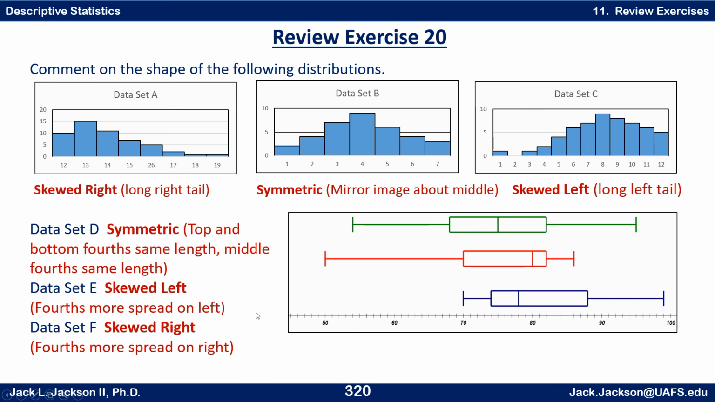Okay, now how about these box plots? How can we tell from that what's going on? Well, data set D is symmetric. How can you tell? If you look, the median is in the middle of the box, so the second and third fourths are the same widths. Similarly, the width of the lowest fourth, from the minimum to Q1, is about the same distance as the top whisker, from Q3 up to the max. So that's a typical picture for a symmetric distribution.